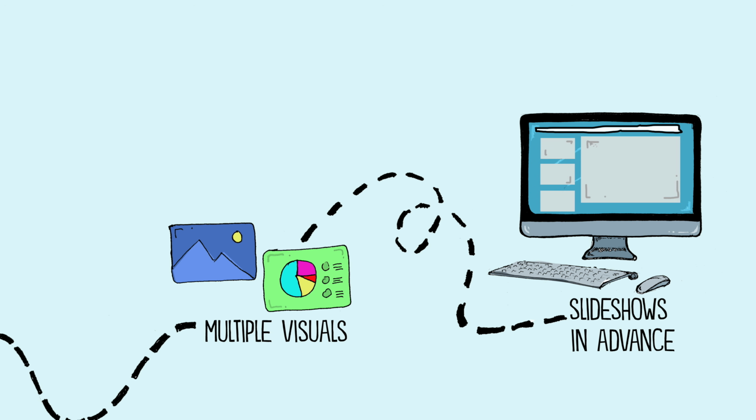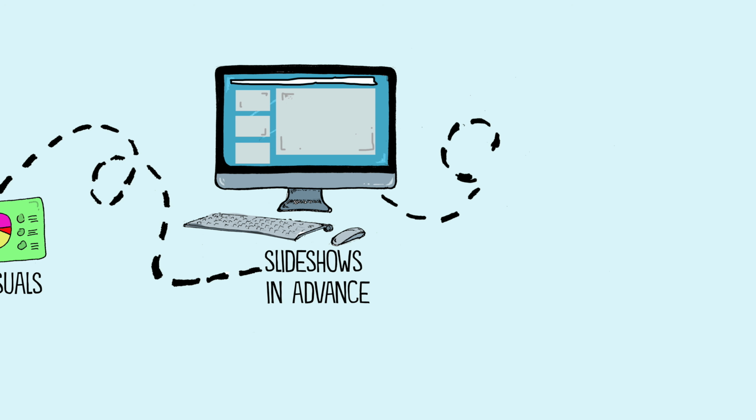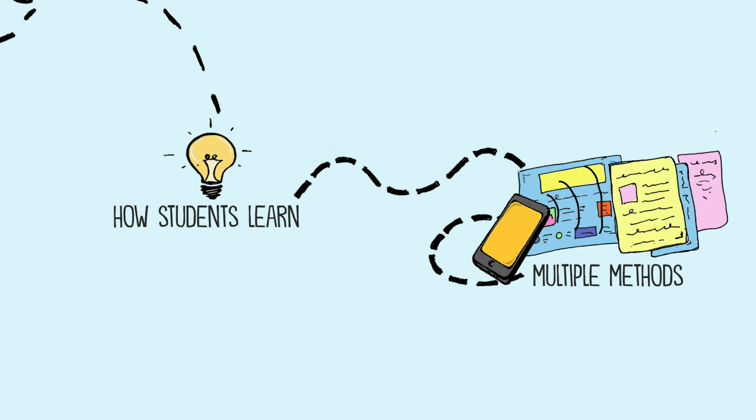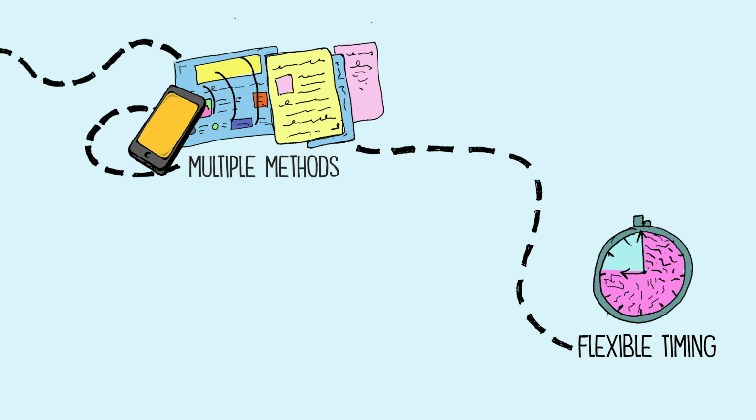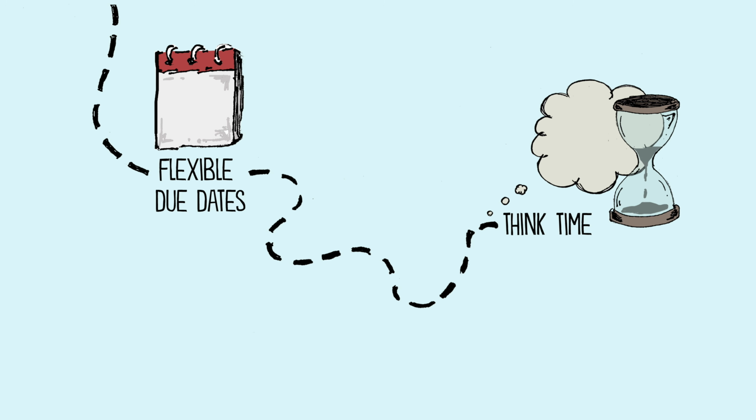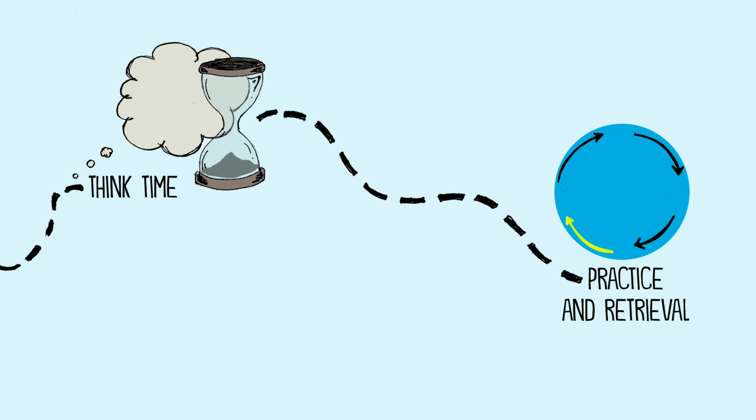When it comes to how students learn, we can provide learners with multiple methods for demonstrating what they are learning. This might include providing flexibility on timing and due dates for assignments and projects, but also incorporating additional think time or more opportunities to practice retrieval during a lesson.